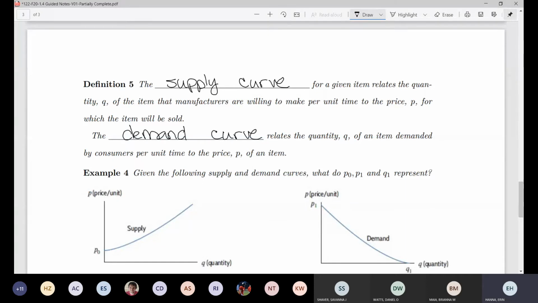So supply: how many is the manufacturer going to supply you? And demand: how many are going to be demanded by the people? So hopefully that makes sense.